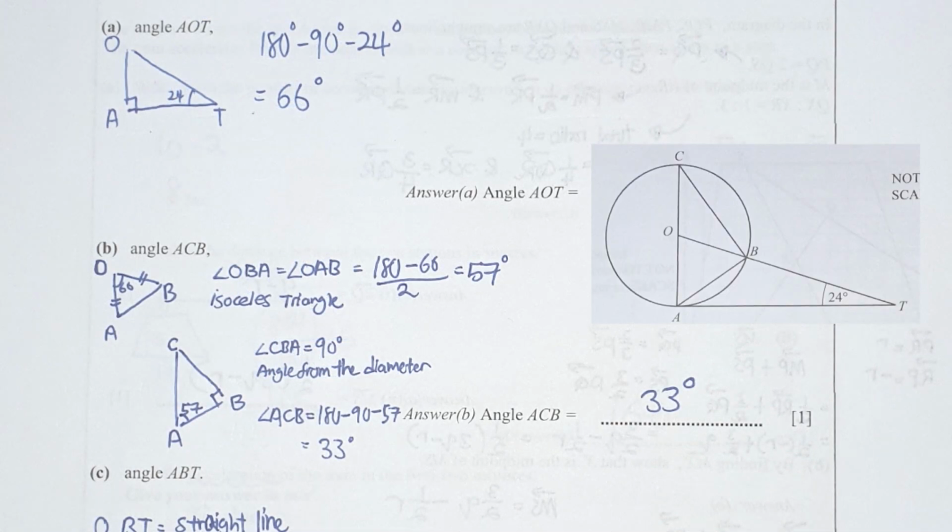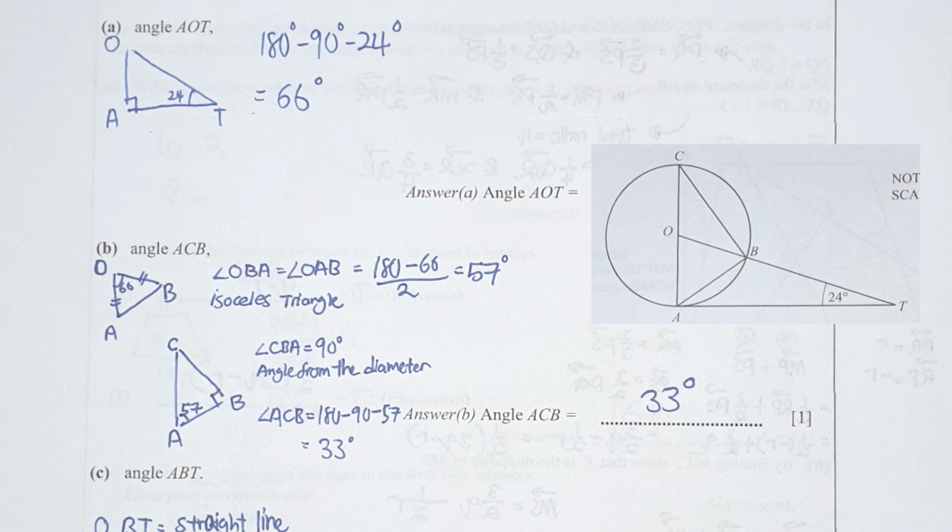Over at question 17, to calculate angle AOT, I will be using 180 minus 90 minus 24. Then you will get a result of 66 degrees. How do I know to use 180 degrees? Because AOT is a right angle triangle.